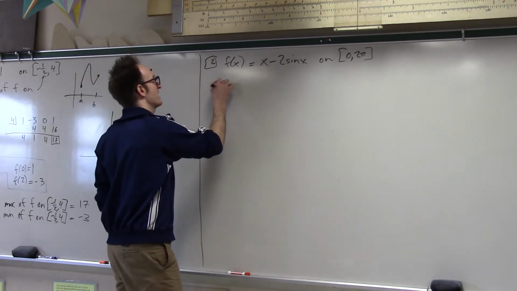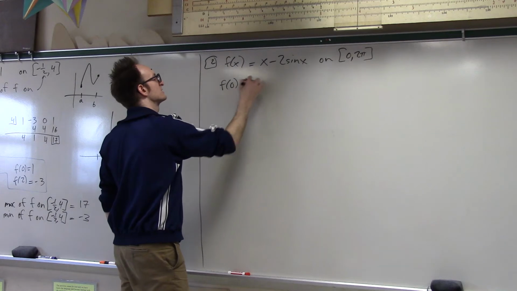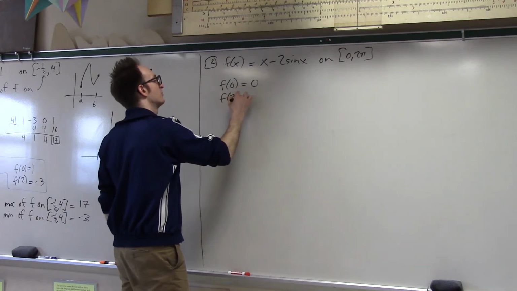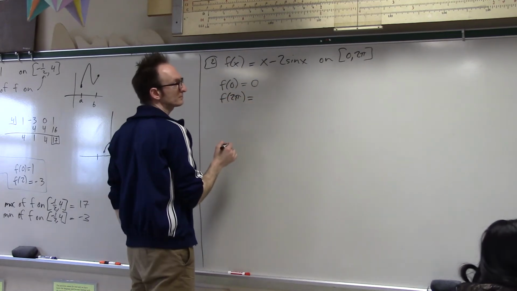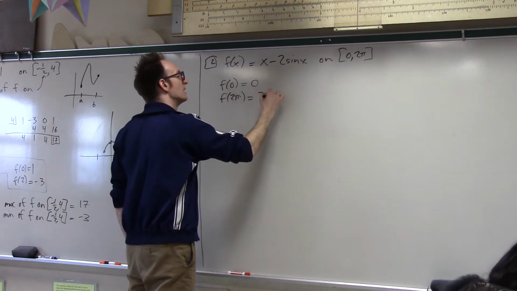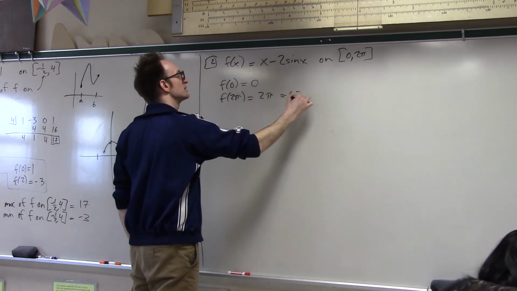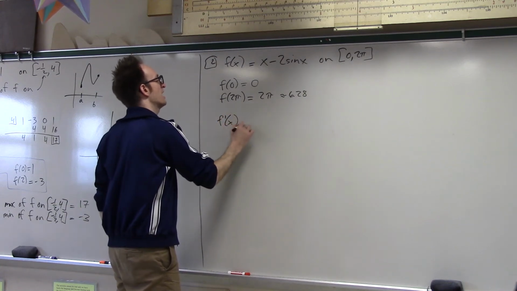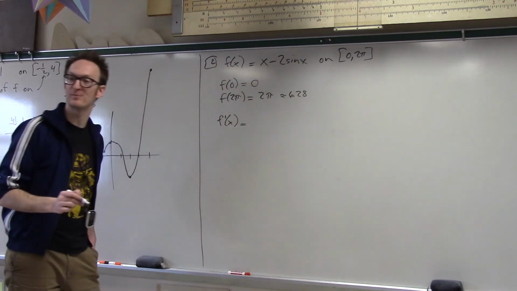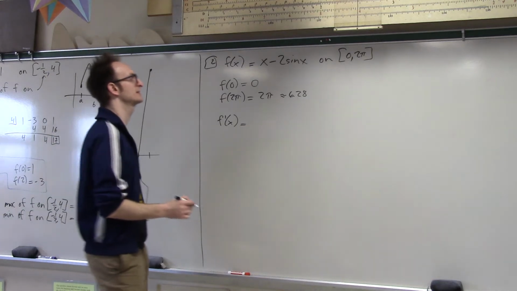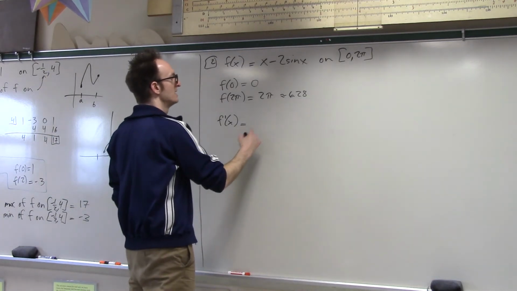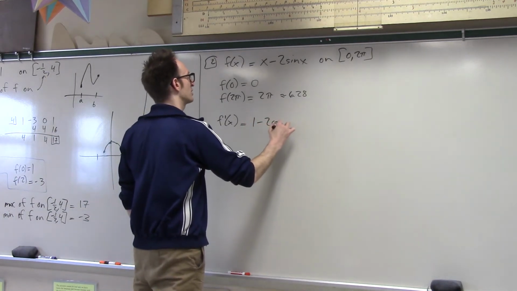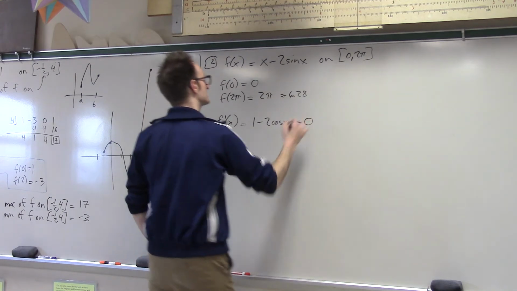First we should try the endpoints. F of 0 is 0, that was easy. F of 2 pi is just 2 pi. So that's like about 6.28. Alright, now I should go searching for relative extrema, so I should find out everywhere where the derivative is 0. So that means taking the derivative, yeah? So that's 1 minus 2 cosine x, true? Yeah. Alright, set that equal to 0.